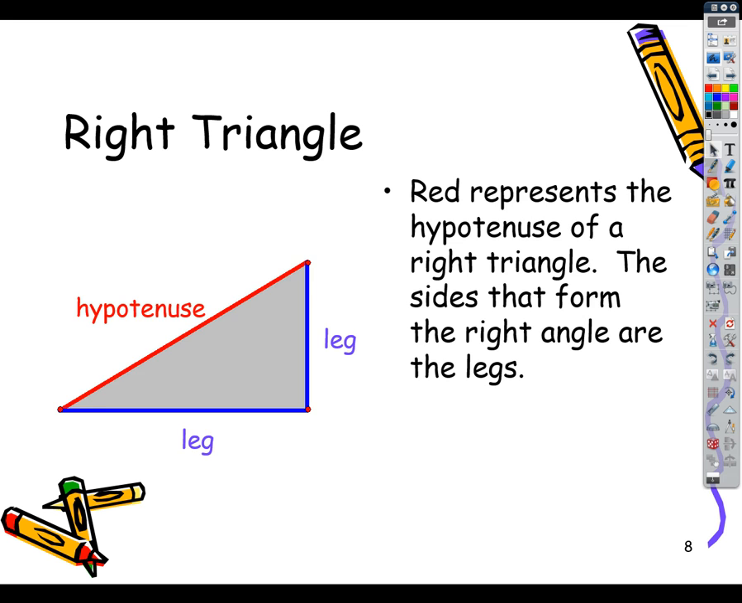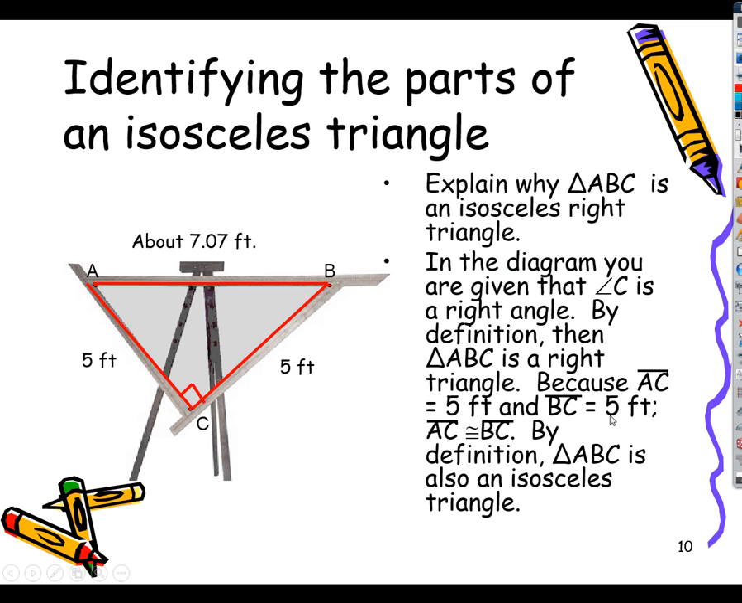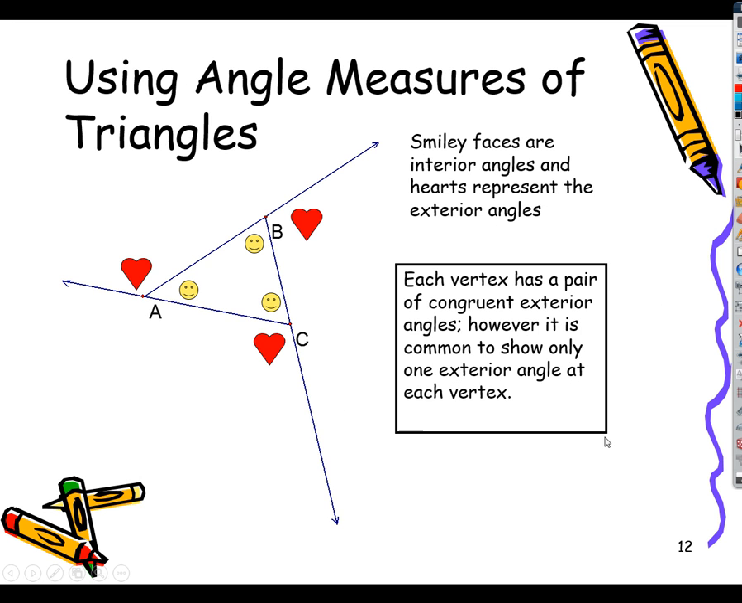And then also for an isosceles triangle, we're specific there too. As long as the isosceles triangle only has two congruent sides, we would call those two congruent sides the legs, and the oddball side would be the base. Okay? And what else? We can skip this. That's no big deal.